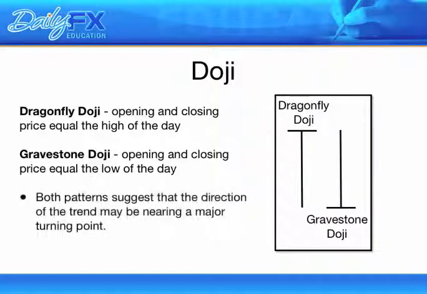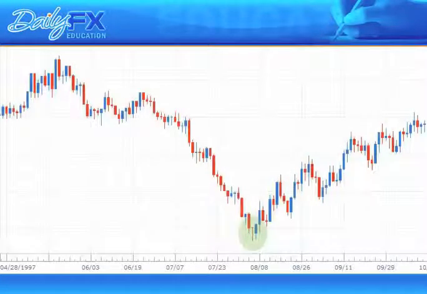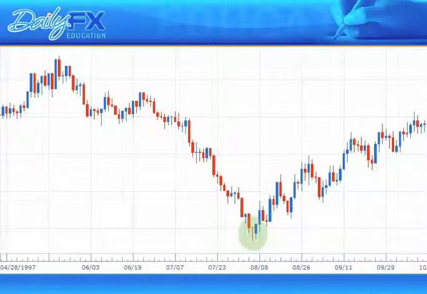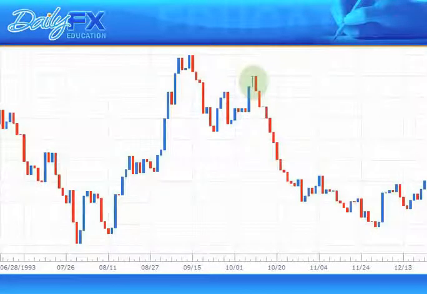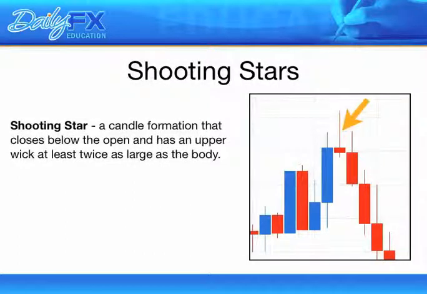However, when located, they often suggest that the direction of the trend may be nearing a major turning point. Here are a few quick examples to illustrate this. Notice in each example how quickly the trend changes direction after the candles have formed. The next candle formation we're going to talk about is the shooting star.